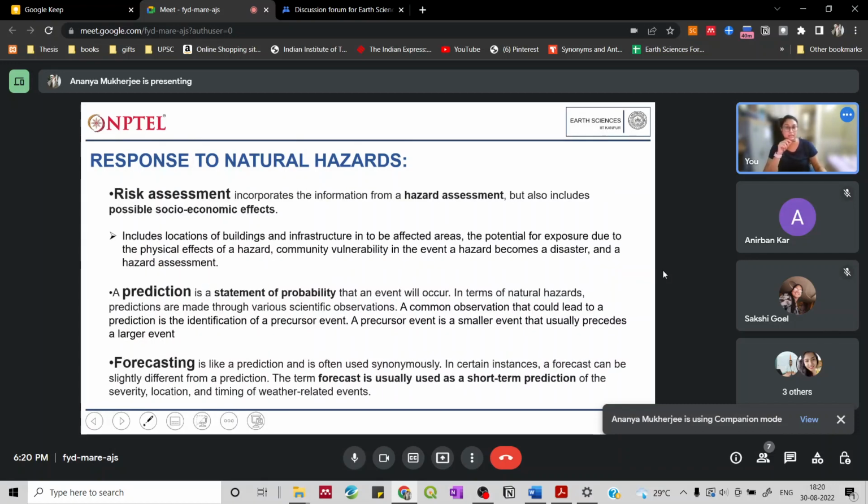Next is risk assessment. Risk assessment will incorporate information that we derive from the hazard assessment, but it will also club the probable effects that we will see happening to the people, to properties, and how it will affect the economic life of that place. So that would be the location of infrastructures and type of infrastructures, how many are more susceptible to damage due to any of the natural hazards that are happening over there.